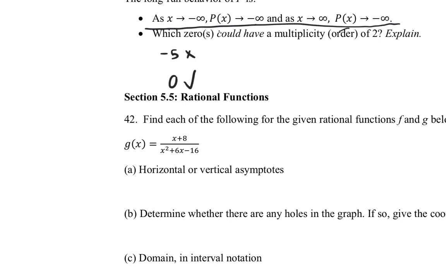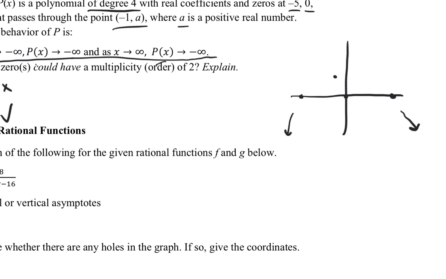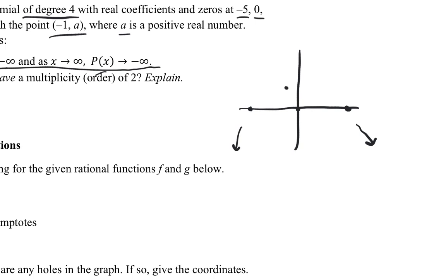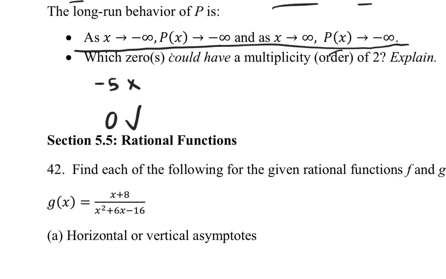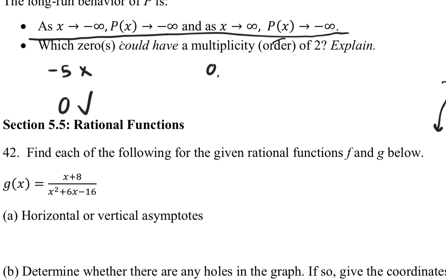Now that last one, we want to look at if 3 has a multiplicity of 2. So we're going to go up here, cross that point, come down through 0, hit 3, and bounce back down. Which, look at that, that also satisfies all of our conditions. So we're going to have that 0 and 3 possibly have orders of 2.